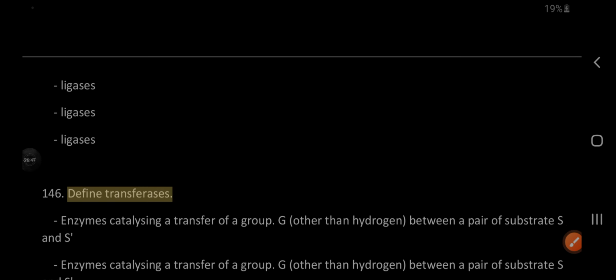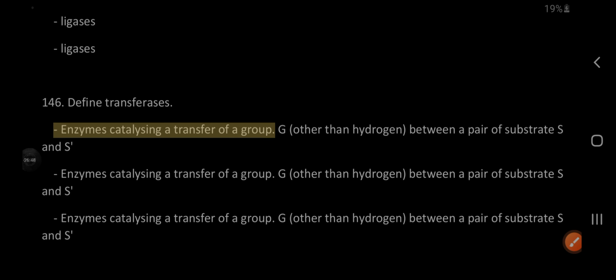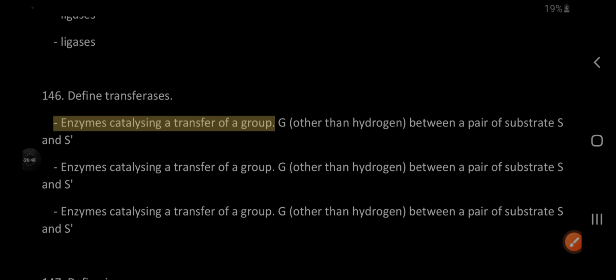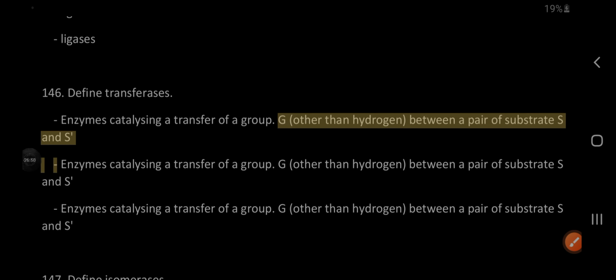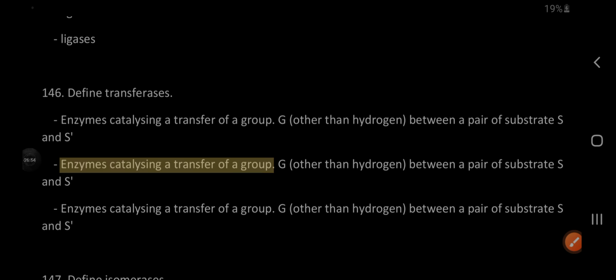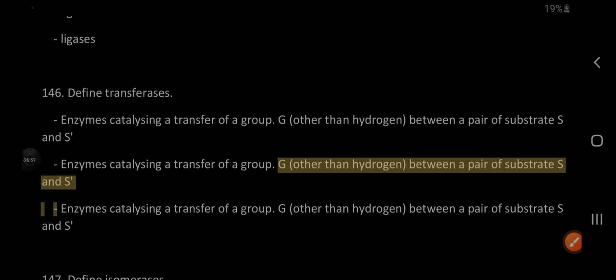Enzymes catalyzing a transfer of a group G other than hydrogen between a pair of substrates S and S'.